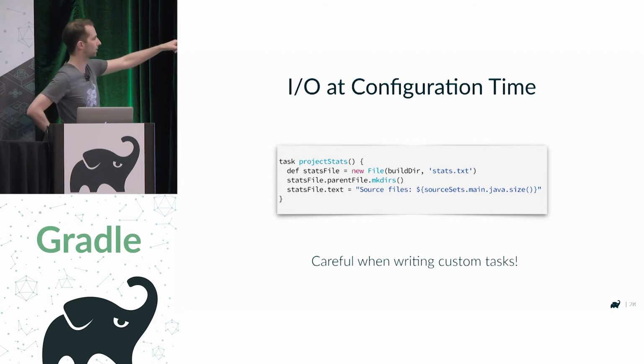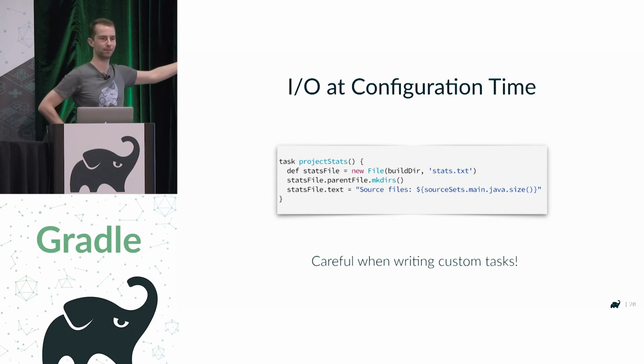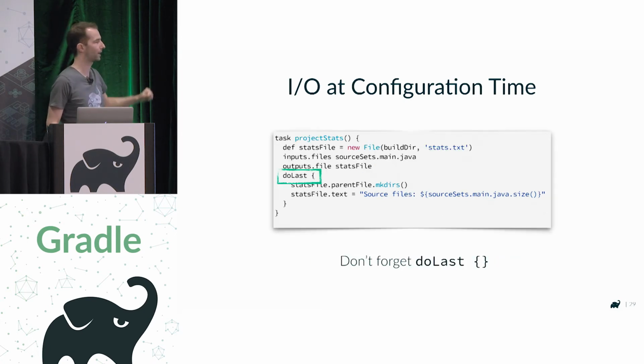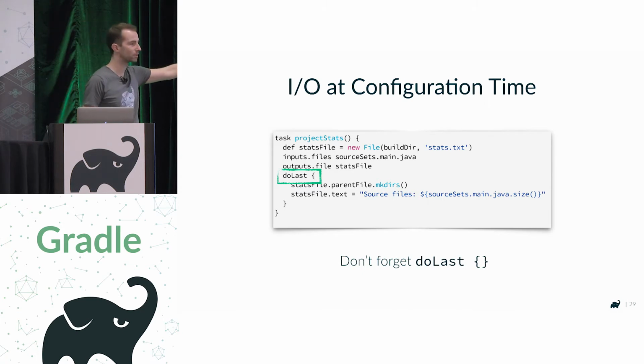Yeah, so this closure is configuring the task. But what am I really doing? I'm writing some file. It's a typical beginner mistake, but it even happens to experienced developers from time to time, just forgetting the doLast block. So what we wanted to do is tell Gradle, hey, this task is going to do this writing when you run it. But we accidentally made it write during configuration time.